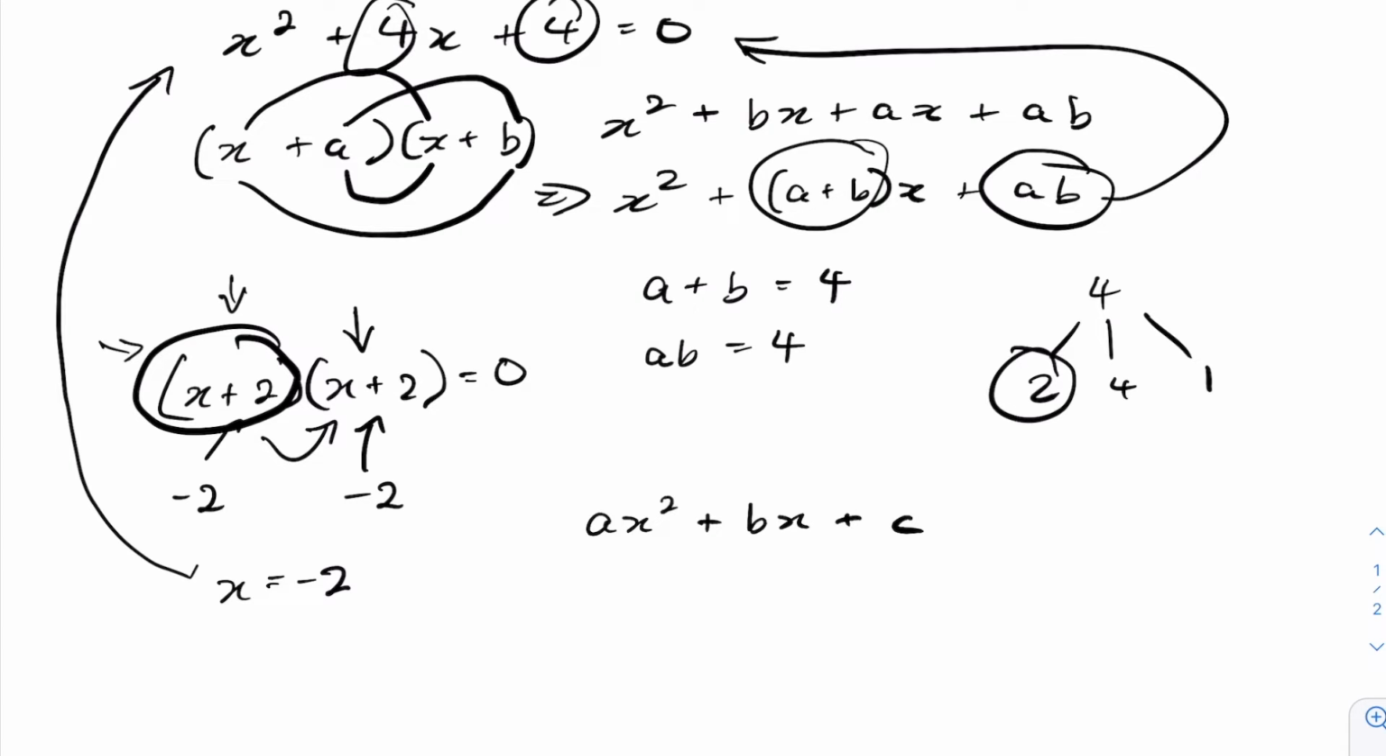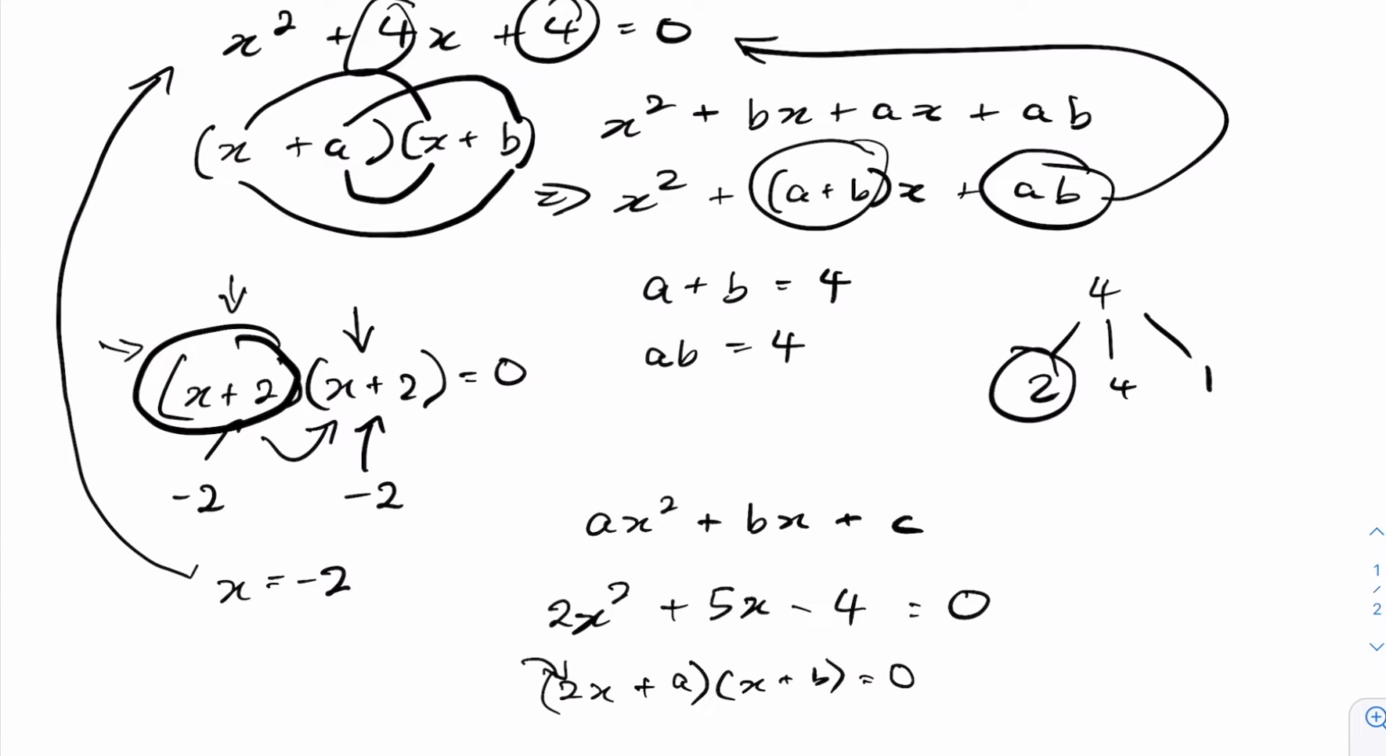But what if we have a value of a that is not equal to 1? What if we have, wait, let me just write that down, 2x squared plus 5x minus 4. Let's say we had something like that. How would we solve it? Well, if we are looking at it in the factor form, that would actually be (2x plus a)(x plus b). Why, you might be wondering, do I have 2x here instead of just x? Well, it's because we have a 2 here now.